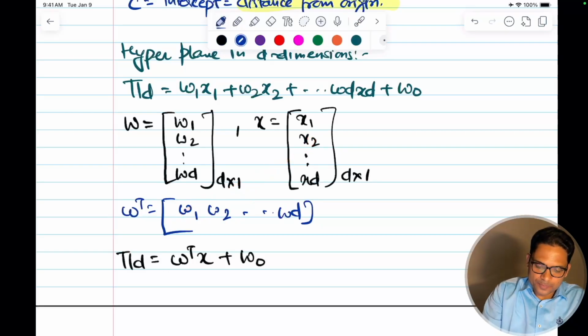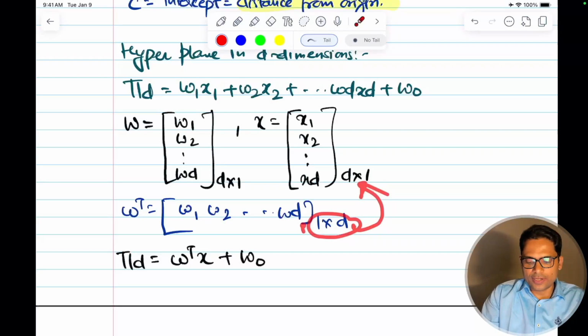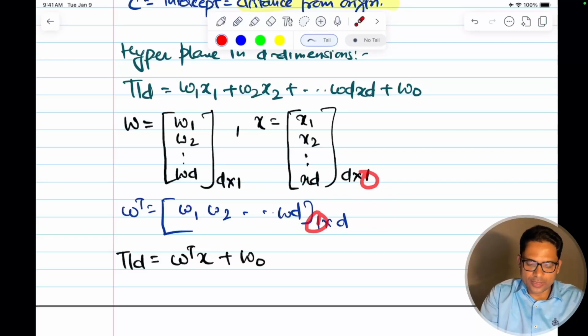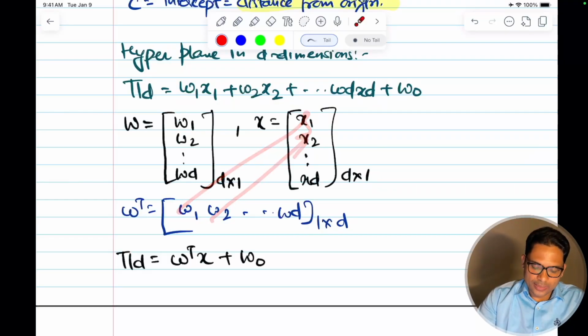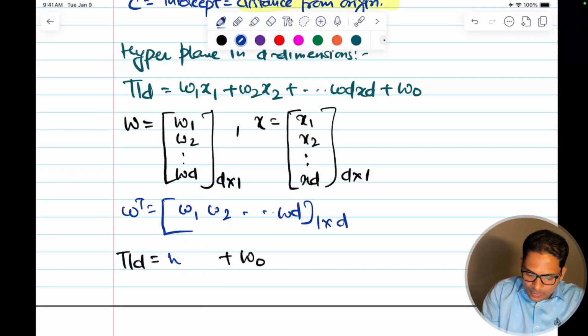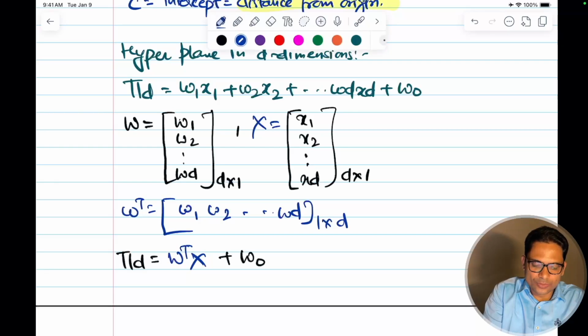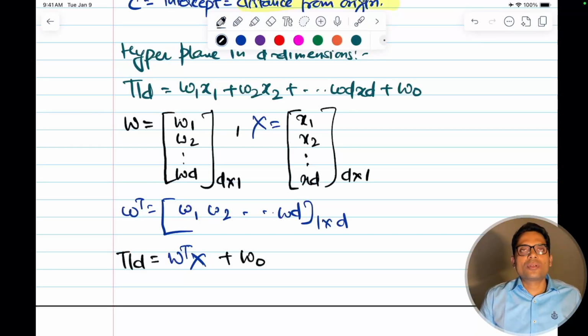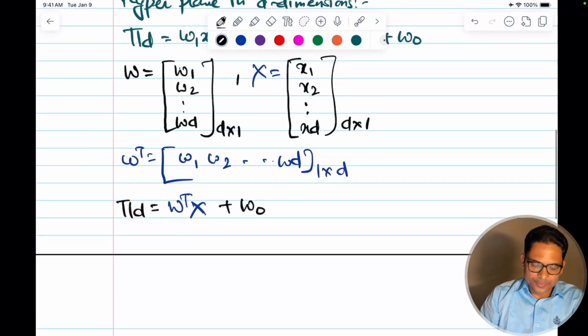This is 1 cross d, this is d cross 1. So finally I'll get a scalar, 1 cross 1, and this is a summation of all this. So I'll get w1 x1 plus w2 x2 and so on till wd xd, and I can represent this in a very concise format as w transpose x. This is capital X, okay, this is just notation, plus w naught. So this is your equation.